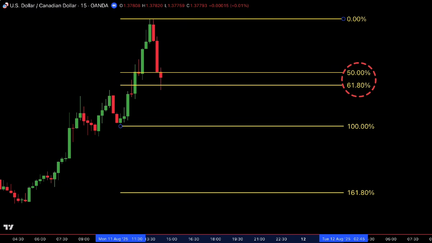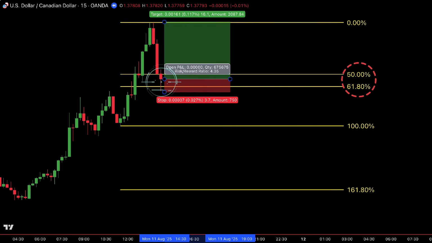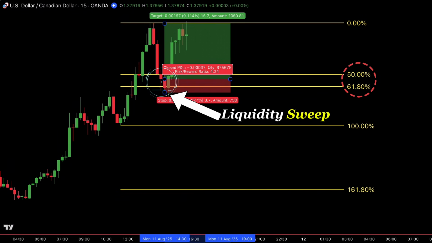Price starts retracing just like in the previous example. It reaches the 50% level and early buyers jump in. It dips into the 61.8% level and even more traders enter long. And here's the mistake. Every one of those traders places their stop loss right below the 61.8% level, exactly where institutions expect it. The trap is already set. Instead of reversing at the Fibonacci zone, price pushes below the 61.8% level.